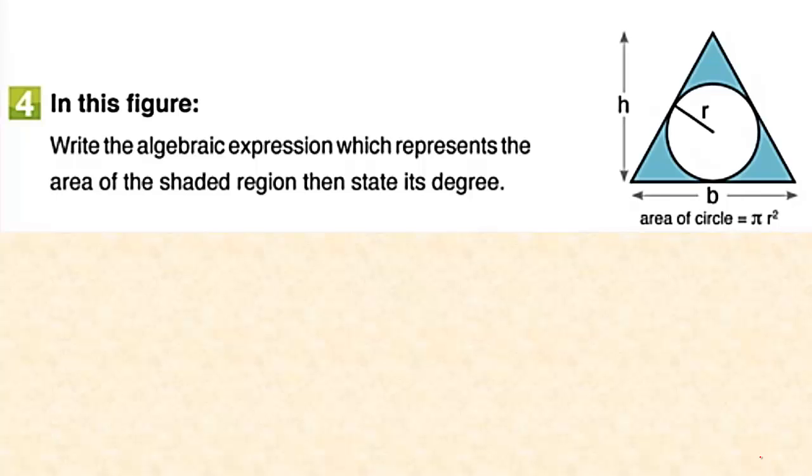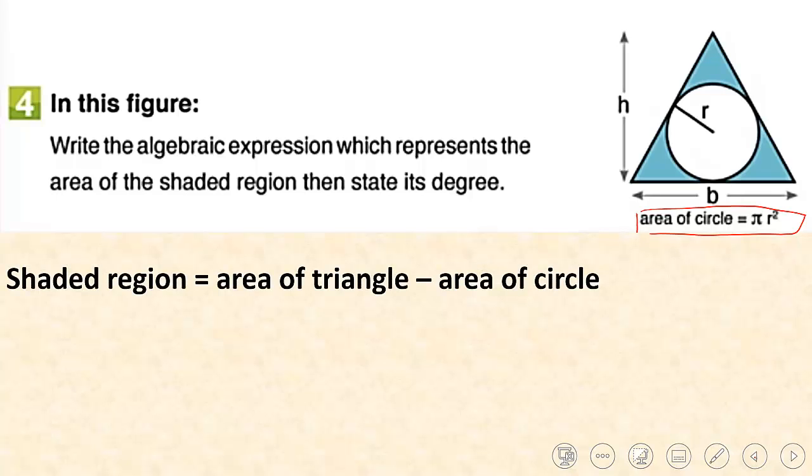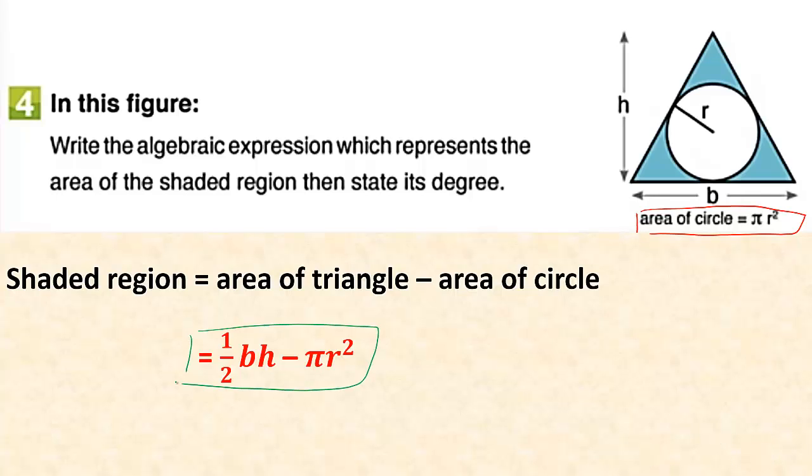The large figure here is a triangle, and we know that the area of the triangle is half times base times height. And the area of the circle, he already gave me and said that the area of the circle is pi r squared. So the area of the shaded region equals area of triangle minus area of circle, area of the big shape minus area of the small shape. Area of triangle is equal to half times base times height, minus area of circle, which is pi r squared. Now we have here an algebraic expression.